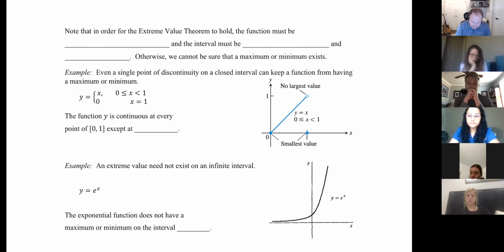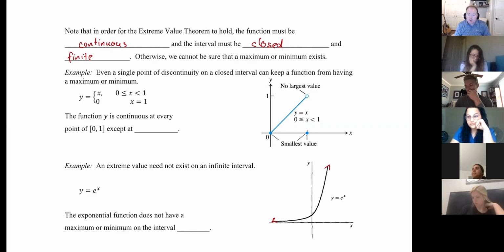So note that in order for the extreme value theorem to hold, the function must be continuous, and the interval must be closed. Closed also means that it is going to be finite. Even if you close one side and the other side is half open, we'll consider this one down here below as both directions go on to infinity.